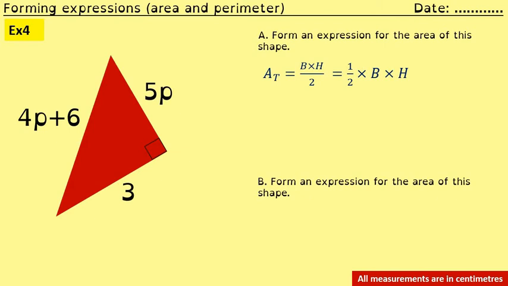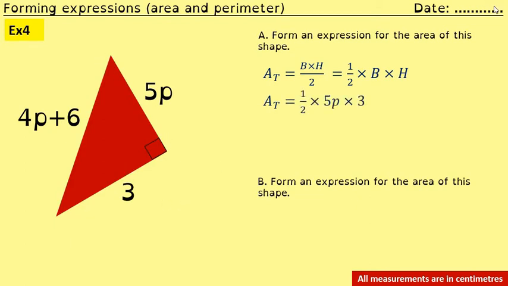So I need to make sure I choose my base and my height, and remember the base and the height have to be perpendicular to each other. Okay, so in this triangle I'm going to be using 5p and 3 because these are the two side lengths that are at a 90-degree angle. This side length over here is not at a 90-degree angle to any of the other edges, so it is not either the base or the height. So I'm going to be using 5p and 3.